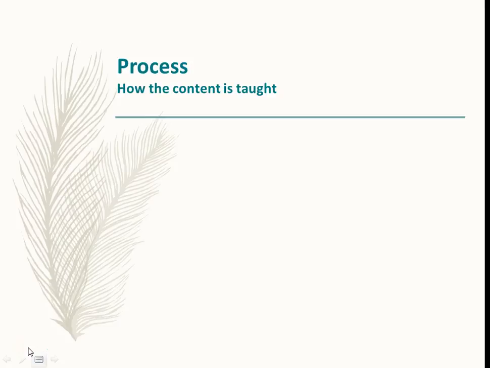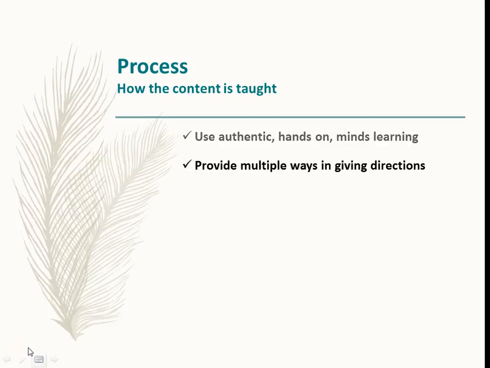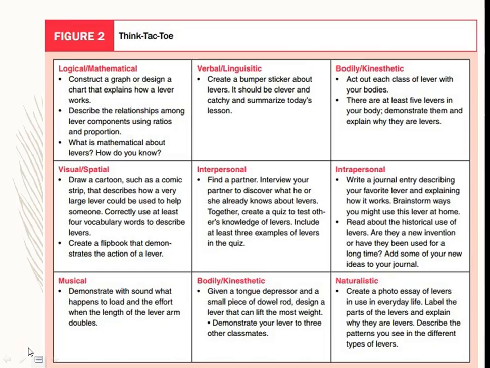With process, how the content is taught, you could use authentic hands-on, minds-on inquiry learning that incorporates visual, auditory, and kinesthetic learning, so you're very attentive to learning style. You provide multiple ways in giving directions, auditorily, written, or in picture format. You could offer tiered assignments, or this is also called scaffolding, or having different levels of complexity building on one another. Consider learning centers and stations at which students explore topics, and here is an example in which they would go to the different centers and focus their learning within that area, all on one topic.